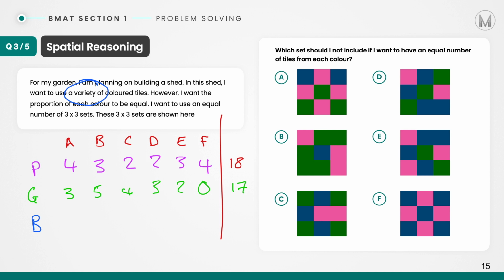Now, onto the blue squares. Let's do the same. So with answer option A, there are 2. With answer option B, there is 1. With answer option C, there are 3. With answer option D, there are 4. E, there are 4. And F, there's a total of 5. So when we add those up, 2 plus 1, that's 3. Plus 3, 6. Plus 4 gives us 10. Plus 4 plus 5, that's 19.